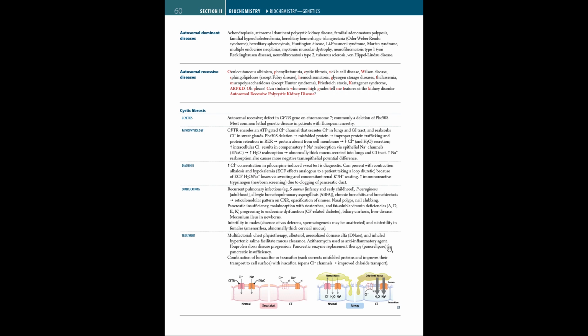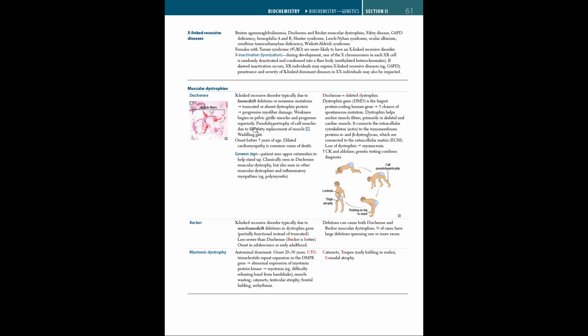Okay. Here on the last page, we have a list of X-linked recessive diseases, which all are important to remember, but keep in mind G6PD deficiency, hemophilia, Hunter syndrome, Lesch-Nyhan syndrome, and females with Turner syndrome, who are more likely to have X-linked recessive disorders. Now, with X inactivation during development, one of the X chromosomes in each XX cell is randomly deactivated and condensed into a Barr body, which is methylated heterochromatin. If skewed inactivation occurs, XX individuals may express X-linked recessive diseases such as G6PD. Penetrance and severity of X-linked dominant diseases in XX individuals may also be impacted.